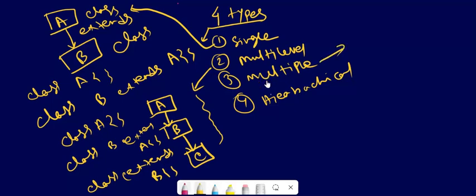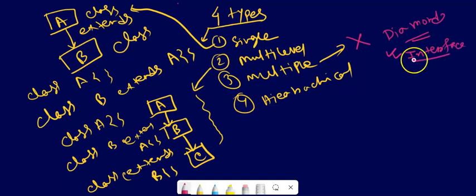Multiple inheritance: Java doesn't support multiple inheritance because of the diamond problem. What is the diamond problem? We'll discuss it in a separate video. But Java achieves multiple inheritance with the help of interfaces. The diamond problem and how to achieve multiple inheritance using interfaces, I'll cover in a separate video to clear that concept. Now let's concentrate on hierarchical inheritance.